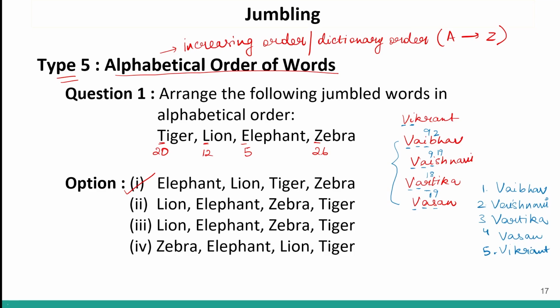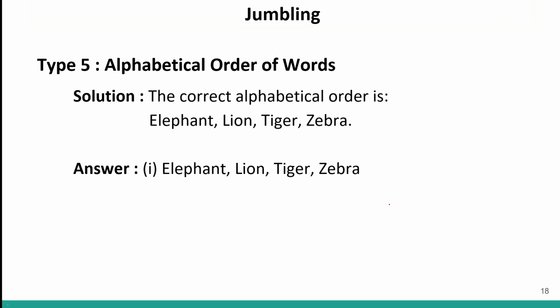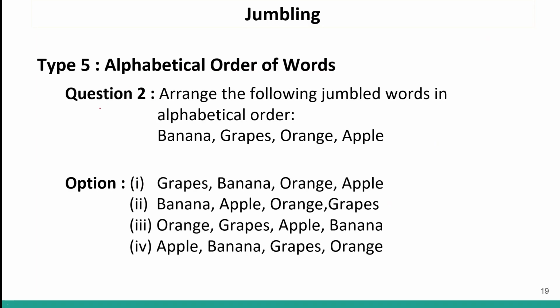Okay? Clear? Now, this was the concept of alphabetical order of words. Simply, first we look at the first letters. If the first letters are the same, then we move on to the next letters. So, question number 2. Banana, grapes, orange, apple.